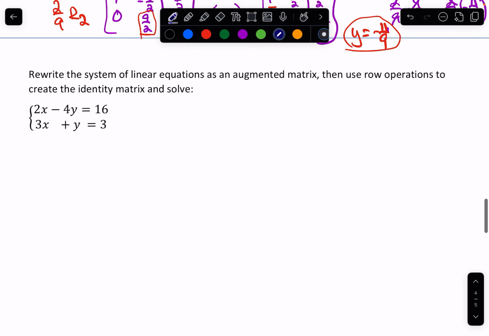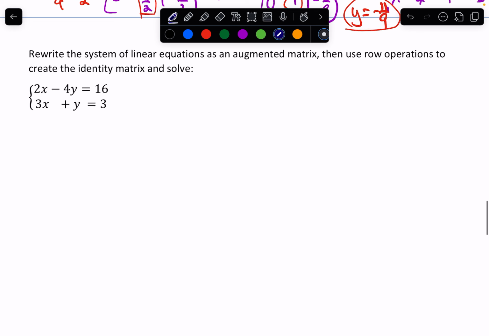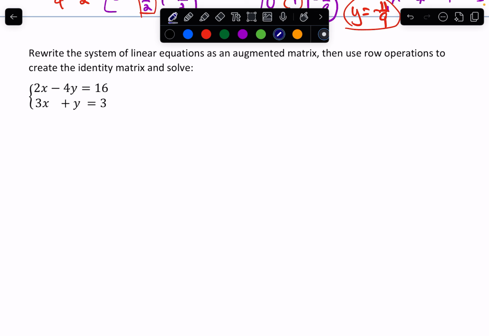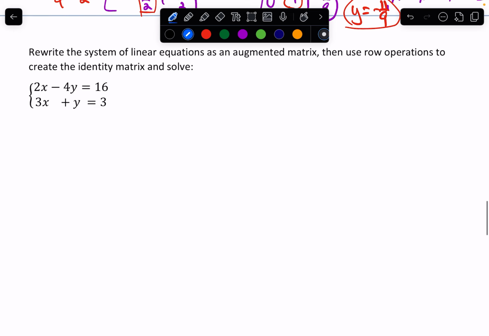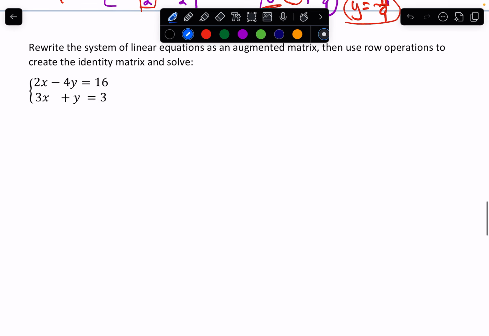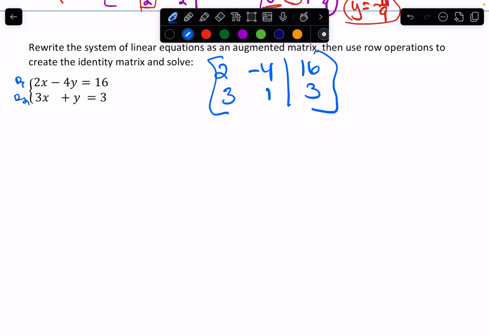But now we're going to start working on the next problems, and we're going to actually go ahead and solve these. So rewrite the system of linear equations as an augmented matrix, then use row operations to create the identity matrix and solve. So our augmented matrix here is going to be our first equation as row 1, and then we've got row 2. So 2, -4, and the augmented column is 16. 3, 1, and 3. Remember X, Y, and Z.